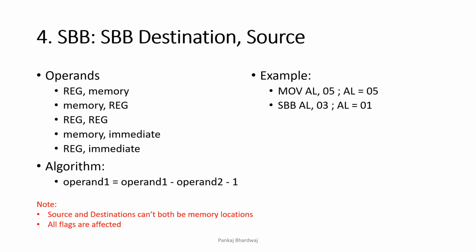Subtract with borrow. The operands are the same. The algorithm is different in that it is operand 1 minus operand 2, and the result is also subtracted by 1. That one is for borrow. If the borrow flag, that is the carry flag, is 1, then only this will be subtracted. So suppose in this example we have the carry flag set equal to 1, that means by default there is a borrow. That means 5 minus 3 will be 2, and then the borrow flag 1 will be subtracted, so the answer will be 1.